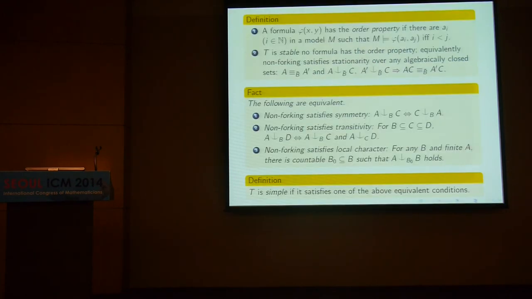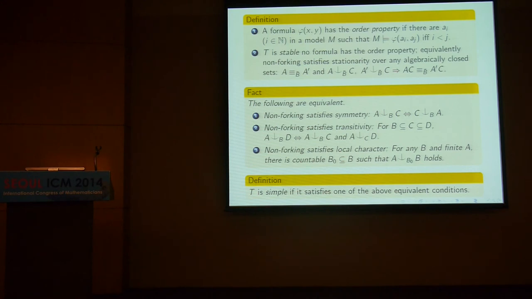Okay, then a formula is said to have the order property if you can find, say, countably many elements in the model such that φ(a_i, a_j) holds in the model depending on i less than j. For example, in the reals, you take the formula x strictly less than y, then just an increasing sequence witnesses that the formula has the order property. And then T is stable when no formula has the order property. For example, I just explained that the real field is not stable for that reason.